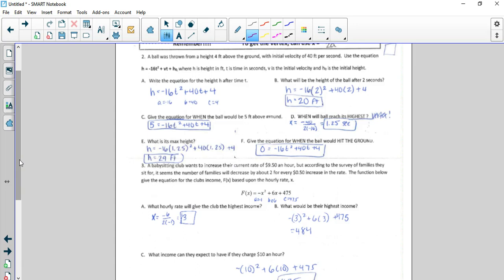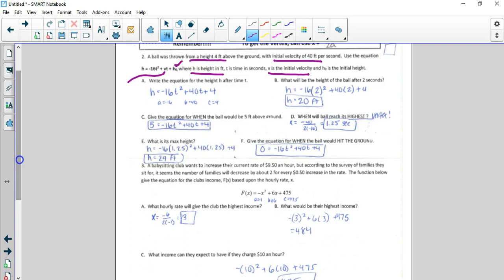That's it. It tells you v is the initial velocity. It tells you the initial velocity is 40, so 40 goes there. It tells you that h is the height in feet. And it tells you the height was 4, so 4 goes there. You're just plugging in numbers.